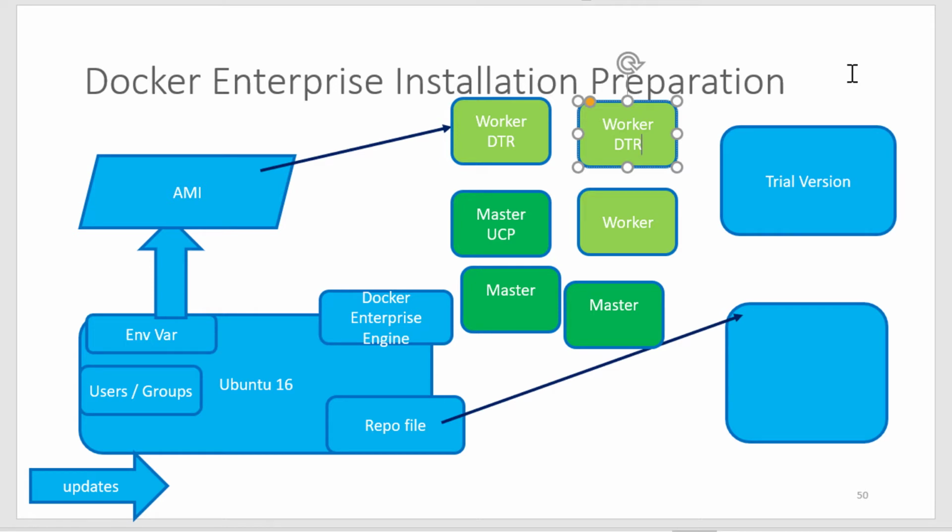When we are discussing these components, that is master, worker, universal control plane or Docker trusted registry, we will have a detailed discussion on what these components are and how the installation of these components is going to help us or facilitate to improve the security of the image signing as well as the deployment of the containers.